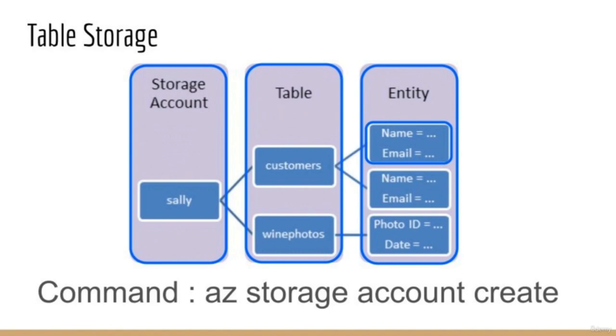Third, entity. An entity is a set of properties similar to a database row. Fourth, properties. A property is a name-value pair. Each entity can include up to 252 properties to store data. And to create an Azure resource to store data in Azure table storage, we need to run the command az storage account create.